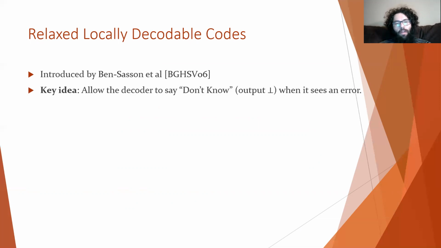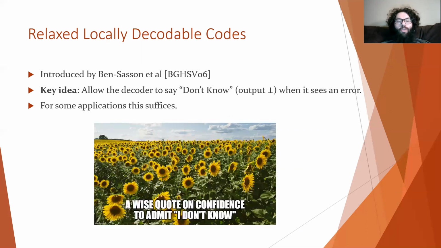And the observation was that for some applications, it suffices for the decoding algorithm to say, I don't know, if it sees that the word is corrupted. So if this decoding algorithm detects that there is some inconsistency here, you know, I'm reading symbols and they don't look like a restriction of some code word, you can just say, I don't know. It can just output bottom and it doesn't have to return the correct symbol.